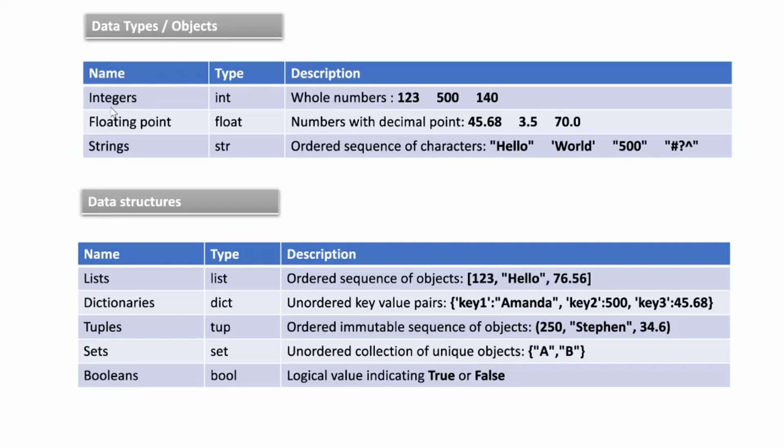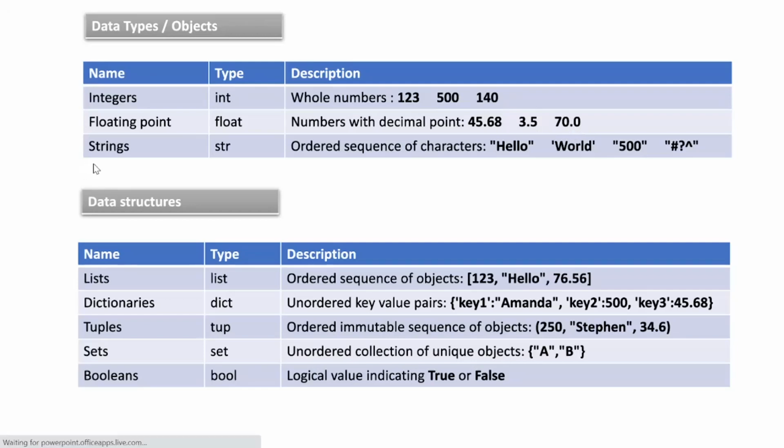The first data type is integers. Internally, the keyword for it is int, and these are basically whole numbers such as 123, 500, 140, and so on. The second data type is floating point. These are internally represented as float, and any number with a decimal point such as 45.68, 3.5, 70.0 can be categorized as floating point. Now you can see 70 is a whole number, but when you add a point along with it, point 0, it will be categorized as floating point only.